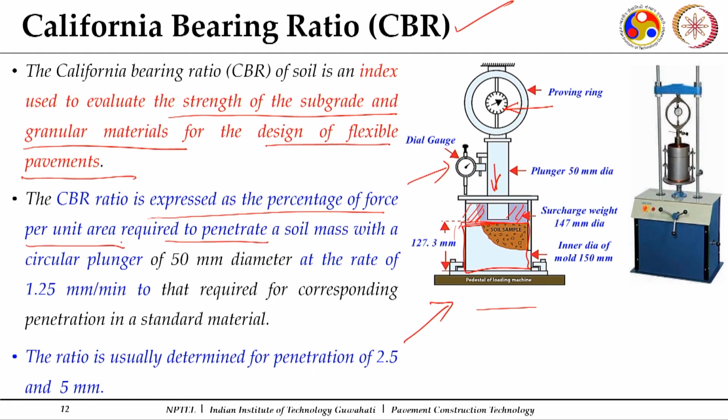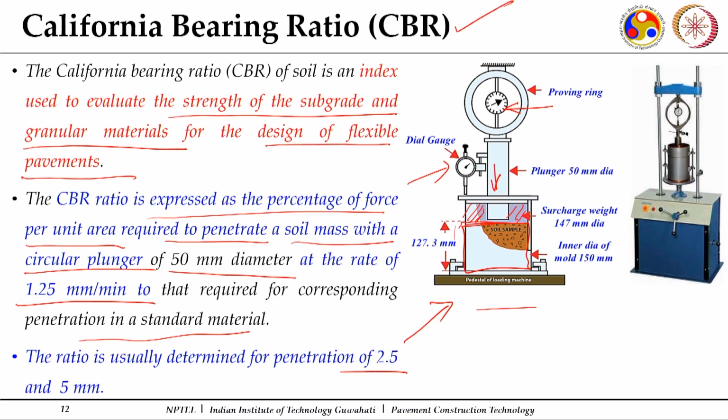So, it says the force per unit area required to penetrate a soil mass with a circular plunger of 50 mm diameter, and this rate of penetration is also fixed. It says a 1.25 mm per minute rate of penetration should be applied to the soil sample. And then what do we need to work out? We need to work out the pressure corresponding to penetration levels of 2.5 and 5 mm. We will go for penetration up to 12.5 mm and more, but what we require for working out the CBR are the penetration levels of 2.5 and 5 mm.